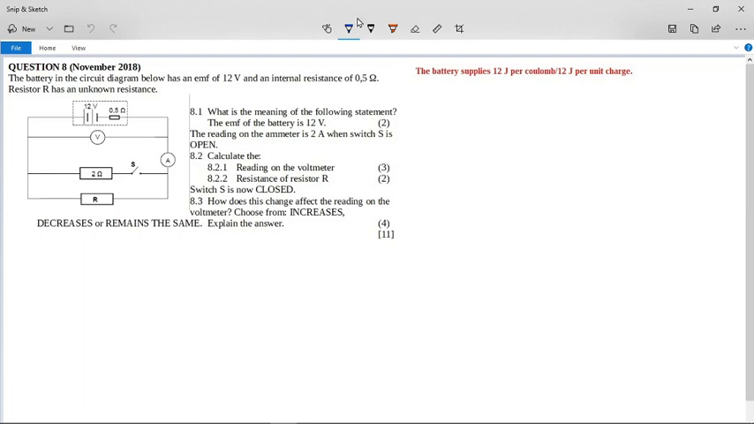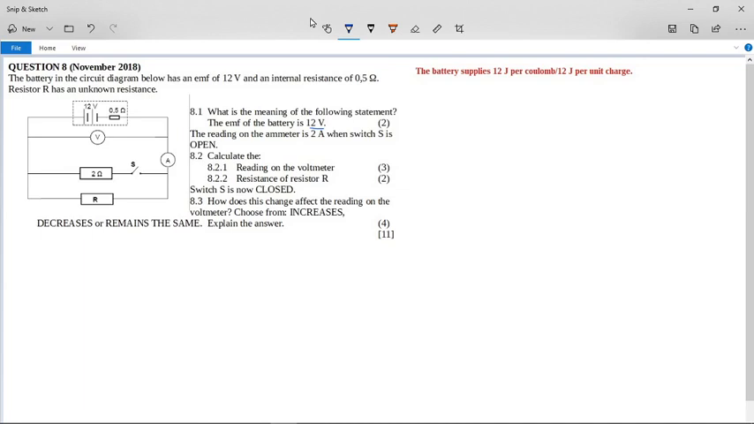Now remember, when it says to you the EMF of the battery is 12 volts, they're wanting you to use your definition of EMF, but specifically in relationship to this 12 volts. So we know that EMF is the total volts the battery can supply, but volts are joules per coulomb. So what we say is the battery supplies 12 joules of energy per coulomb of charge, and that is what it means. A 12 volt battery provides you 12 joules of energy for every 1 coulomb of charge that passes through it.